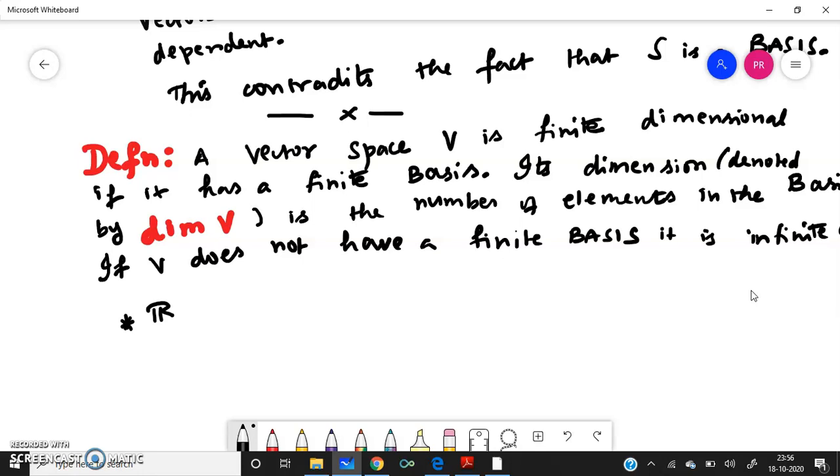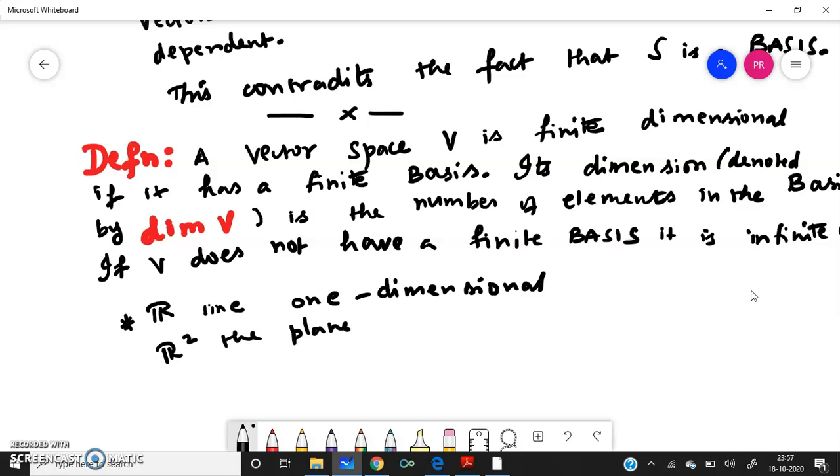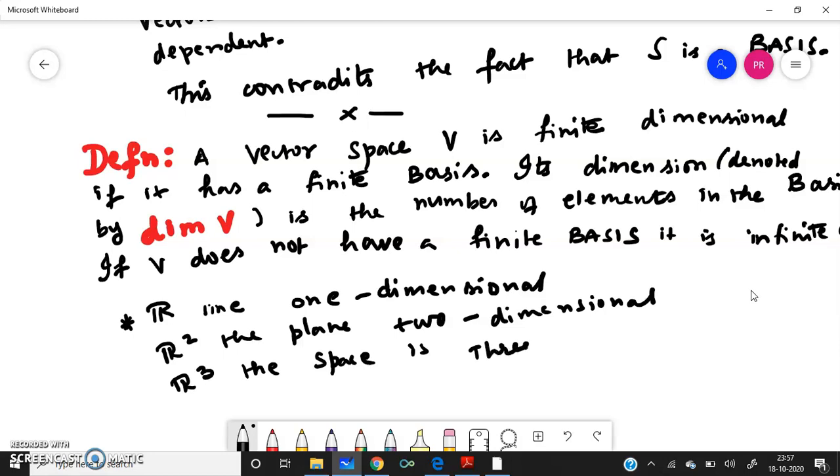So R, the real number line, is one dimensional. R2, the plane, has the basis (1,0) and (0,1). So 2 elements are there, so it is 2 dimensional. R3, we take (1,0,0), (0,1,0), (0,0,1). So 3 elements are there in the basis. The space is 3 dimensional. That's it. Finished.